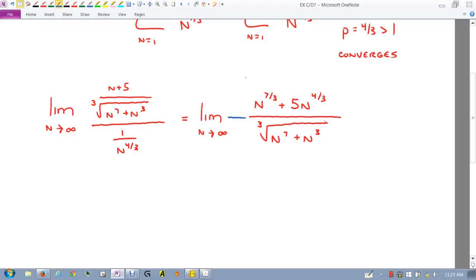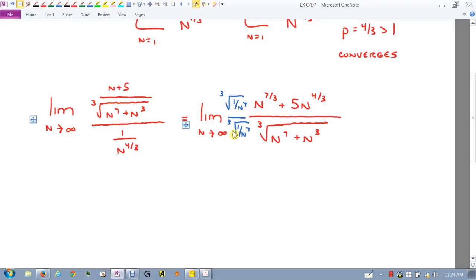How about this? The cube root of 1 over n to the 7th. Now, we'll talk about why it's this in a second. Why did I put 1 over n to the 7th? Because when I hit this with 1 over n to the 7th, it's going to divide it, and it's going to become a 1, isn't it?